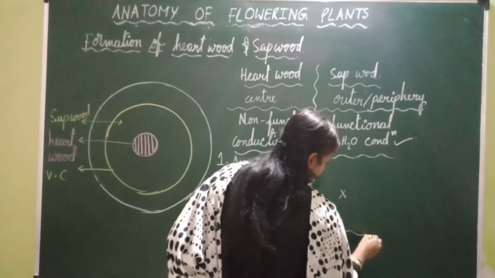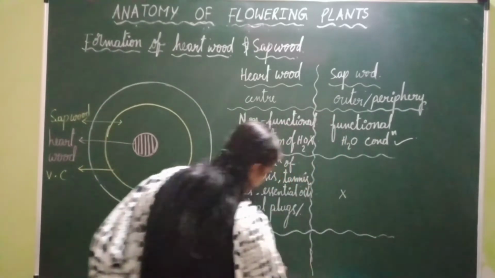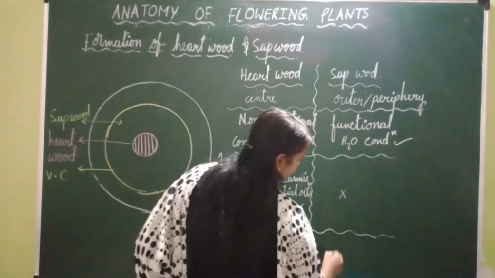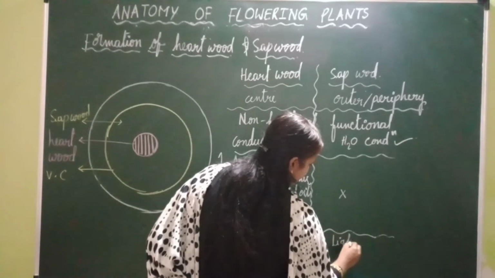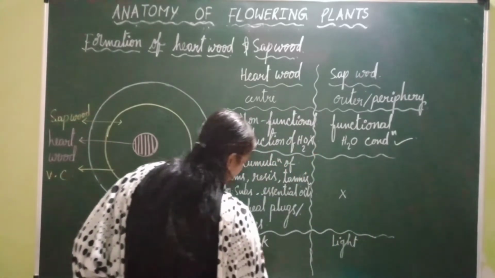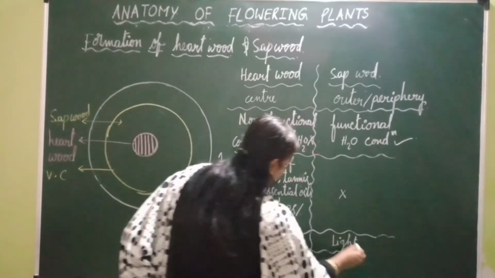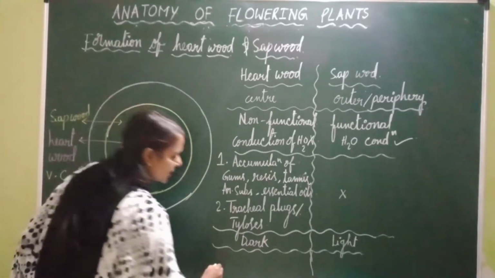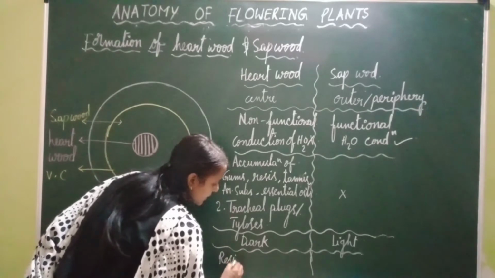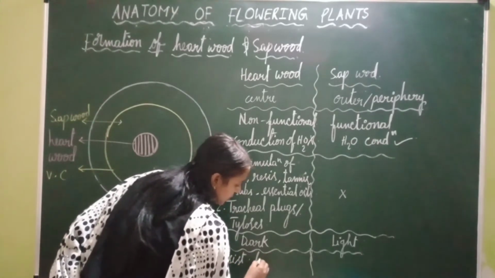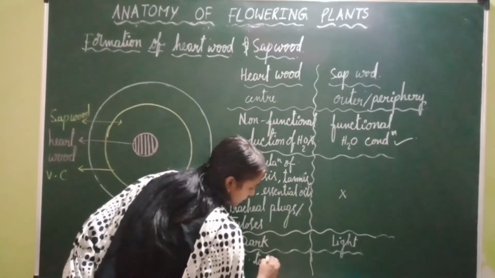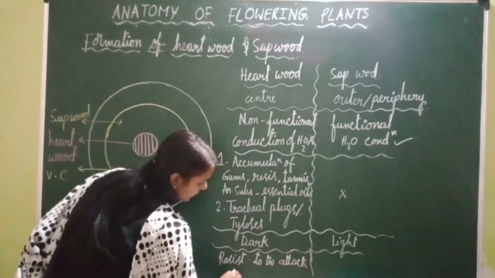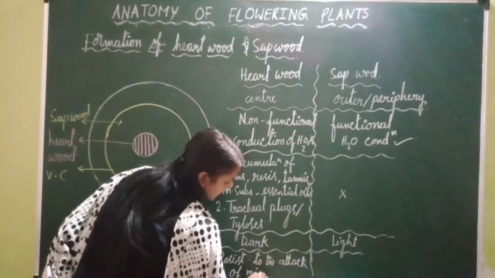Next, this heartwood is darker in color, and the sapwood is light in color. Due to the accumulation of all these chemical substances, heartwood is resistant to the attack of microbes and insects. Hence, this heartwood is resistant to the attack of microbes and insects, right?